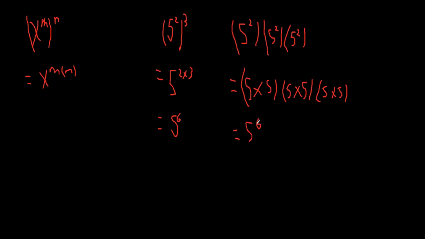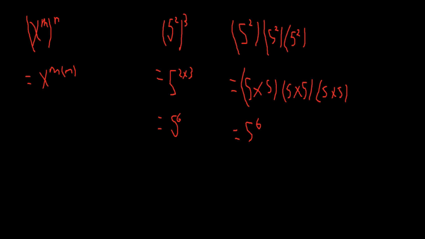raised to 6. So to sum this up, if we have an exponent outside the bracket and inside the bracket there's a power, we must multiply our exponents. And if we want to further understand why this works, we have to write this out in expanded form.